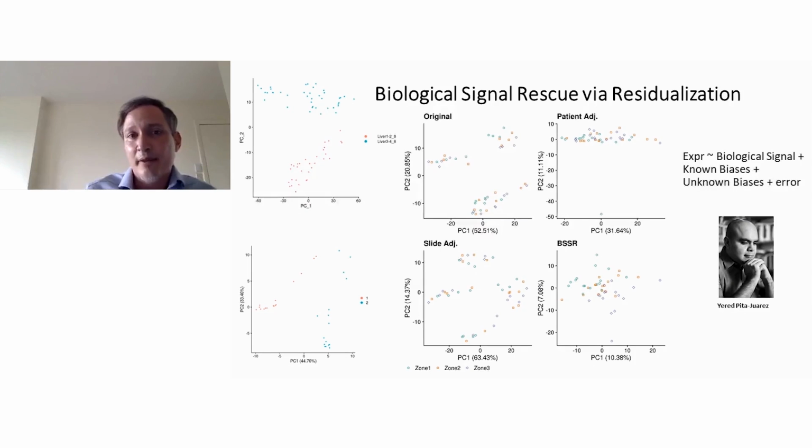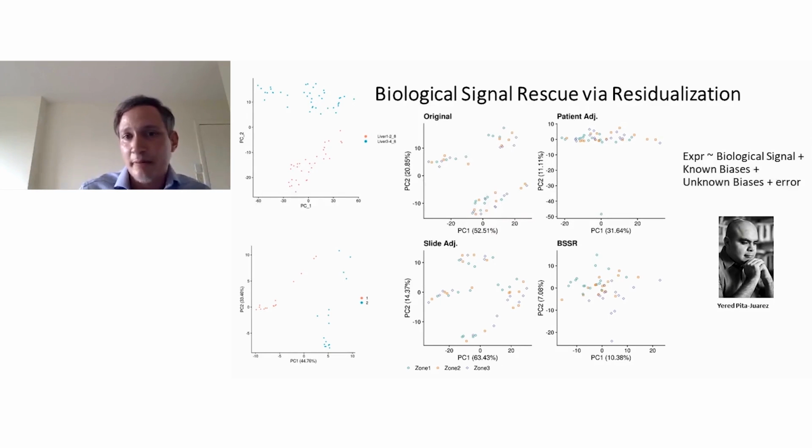So he devised a method where you rescue the biological signal from known and unknown biases, and you continue working with the residuals of that model. So on the bottom, this is not new in computational biology.